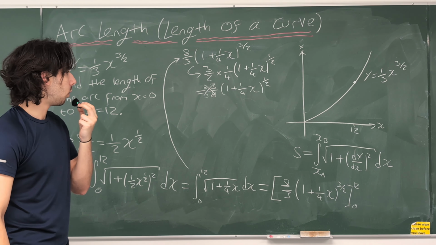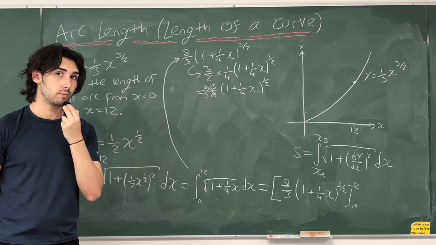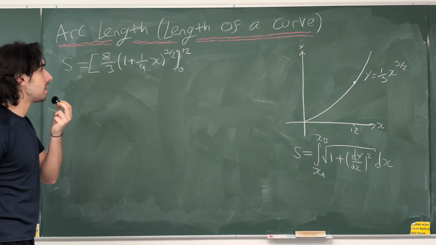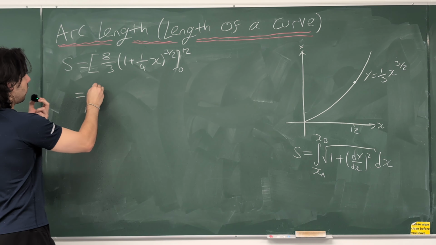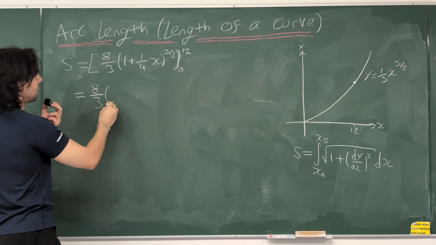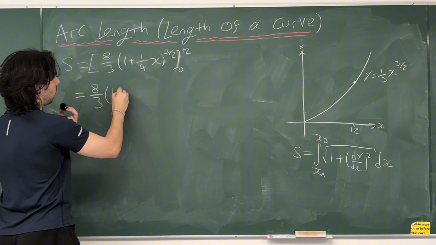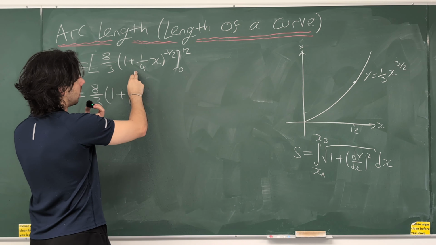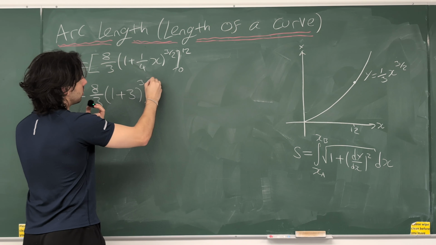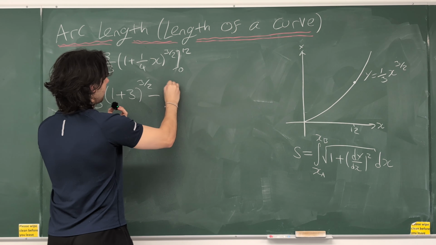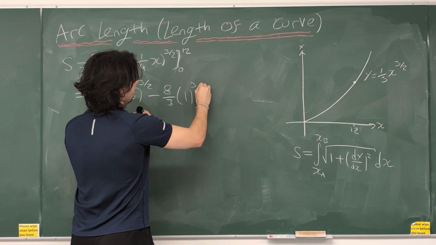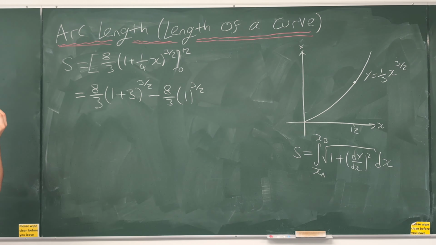And let me just clear the board and we can continue the working out. Okay guys, so I've left the diagram, I've left the formula, but I've just moved everything up here so we can continue. So obviously at this point it's just relatively simple integration business. So it's 8 over 3 times 1 plus, and this is a quarter times 12, so the number 3, to the power of 3 over 2, minus 8 over 3 times 1 on its own to the power of 3 over 2, like that.